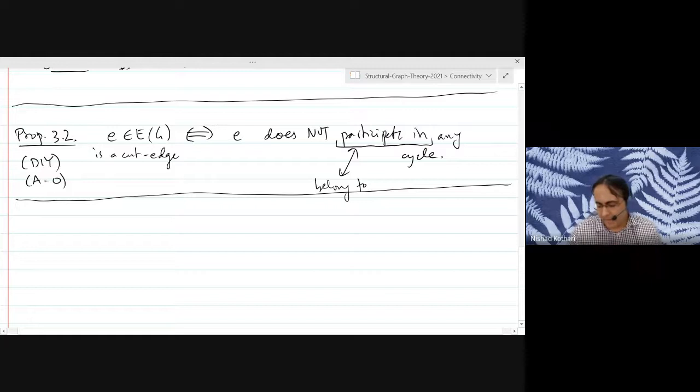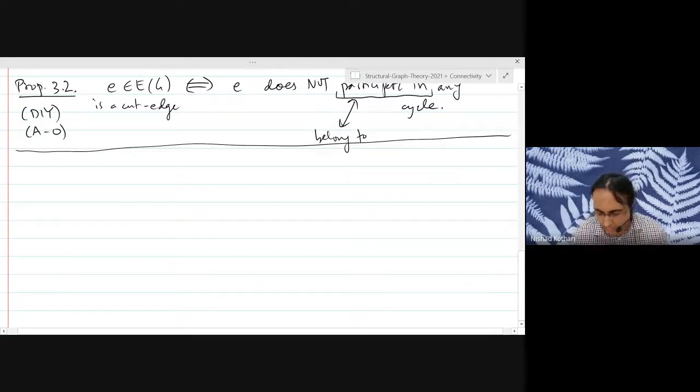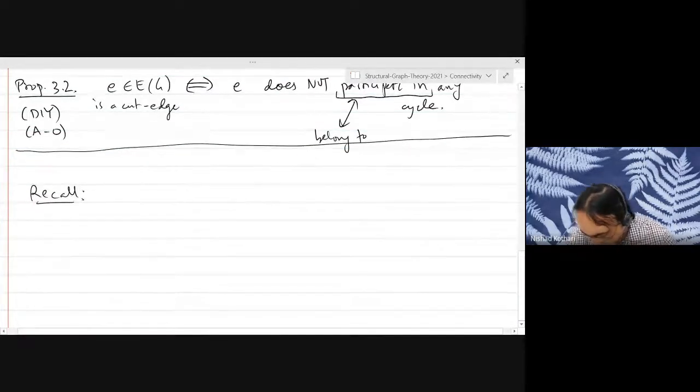Good. So I want to rephrase this in a slightly different language. And I want to do that because I want to tell you about a beautiful conjecture in graph theory that has been open since the 1970s, so almost 50 years by now. Right? So let's recall the following definition.